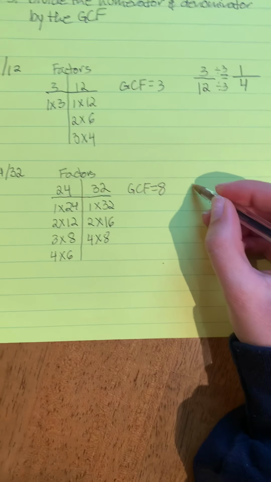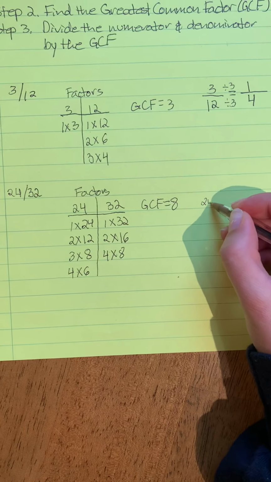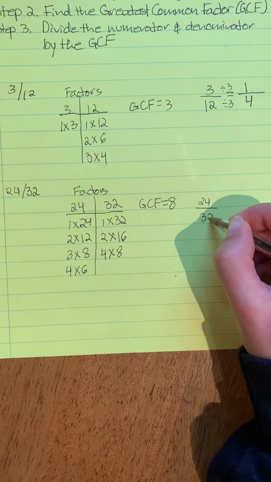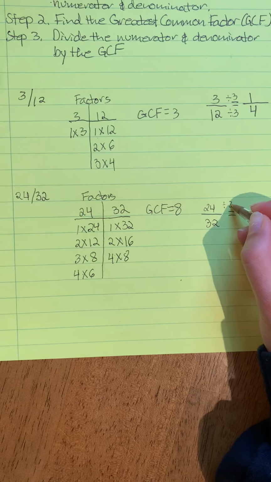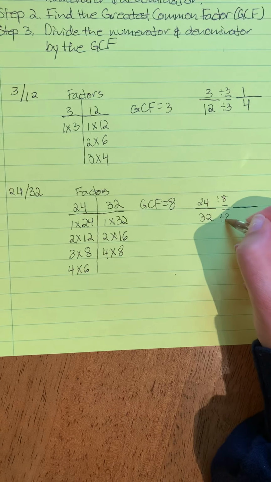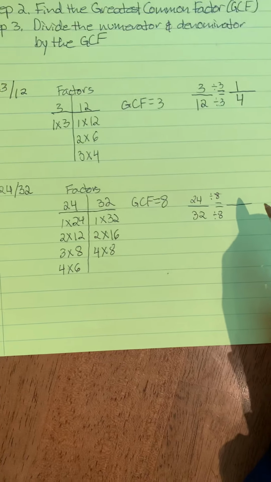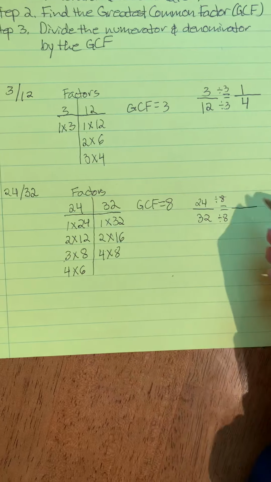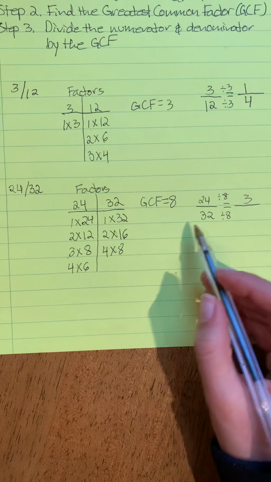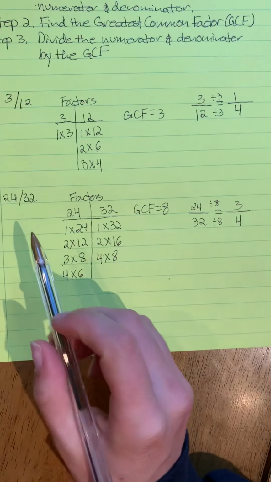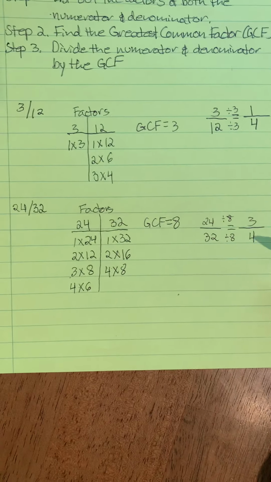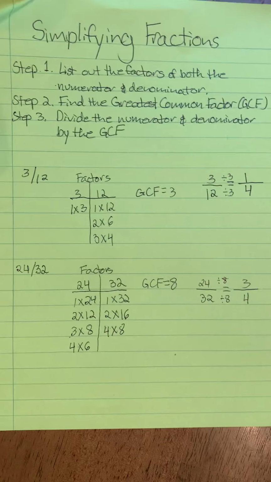So I'm going to go on to my third step, 24 over 32. We're going to divide both sides by the greatest common factor, which is 8. So 24 divided by 8, we can look back at our chart. It's 3, and 32 divided by 8, 4. So 24 over 32 can be simplified to 3 over 4.